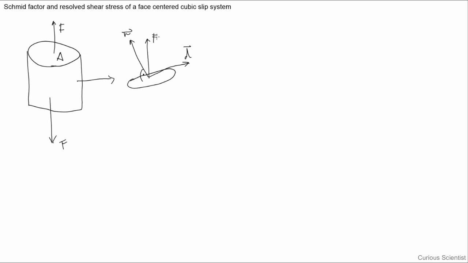So let me just make this also into a vector. We have F, which is the applied stress, let's call it, or force. And then we have N, which is the normal to the slip plane. And then we have D, which is the slip direction.